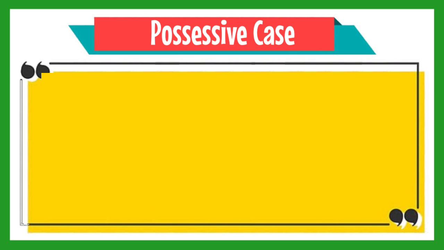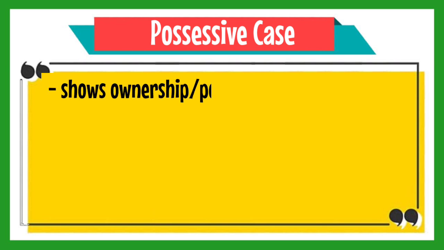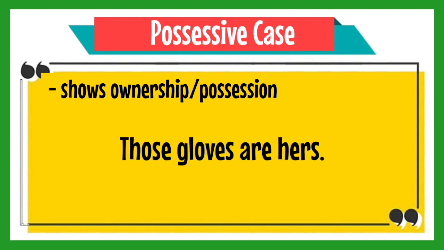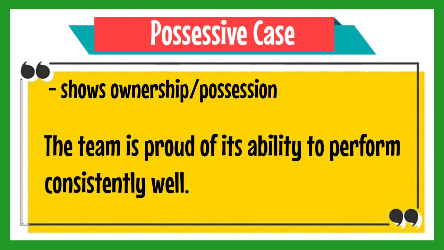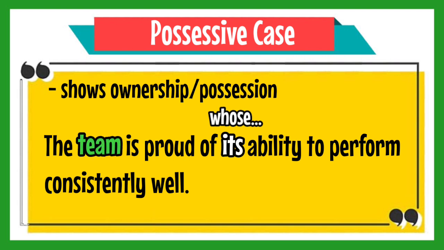A pronoun is said to be in the possessive case if it shows ownership. For example, those gloves are hers. The pronoun in the possessive case in the sentence is hers. As you can notice, it shows possession or ownership. It tells who owns the gloves, right? Another one. The team is proud of its ability to perform consistently well. The pronoun in the possessive case in the sentence is its. It tells whose ability to perform consistently well the team is proud of.